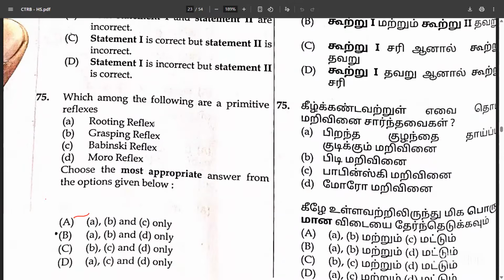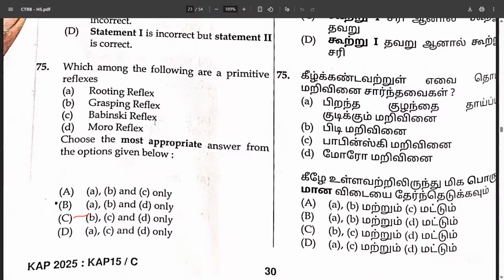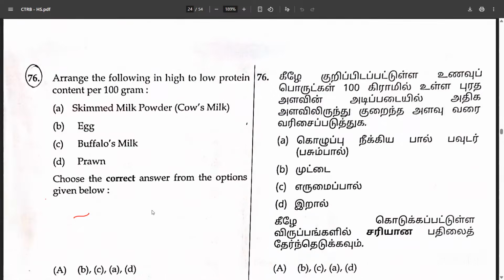Next question is the 75th. Which among the following are the primitive reflexes? Rooting, grasping, babinski, moro. So here they're simply asking you about primitive reflexes. We'll eliminate the babinski reflex and we'll get rooting, grasping, and moro reflex as primitive reflexes. So A, B, D will be the correct answer.